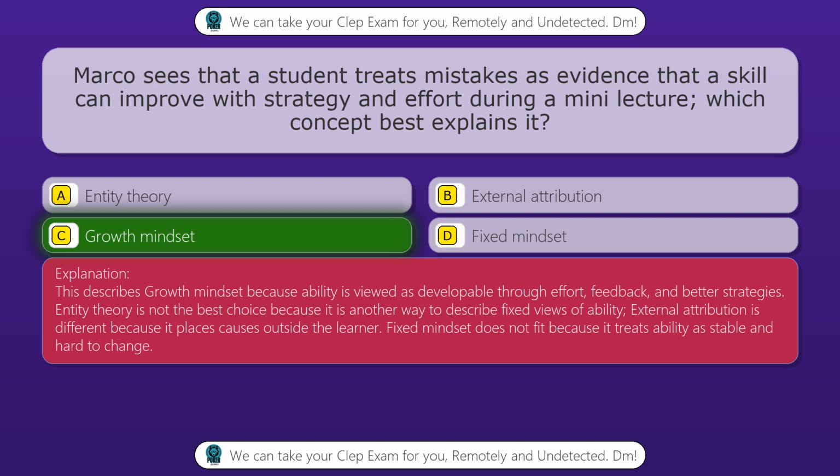This describes growth mindset because ability is viewed as developable through effort, feedback, and better strategies. Entity theory is not the best choice because it is another way to describe fixed views of ability. External attribution is different because it places causes outside the learner. Fixed mindset does not fit because it treats ability as stable and hard to change.